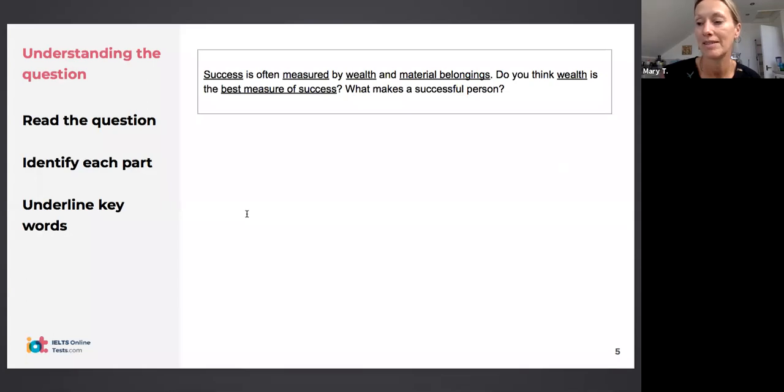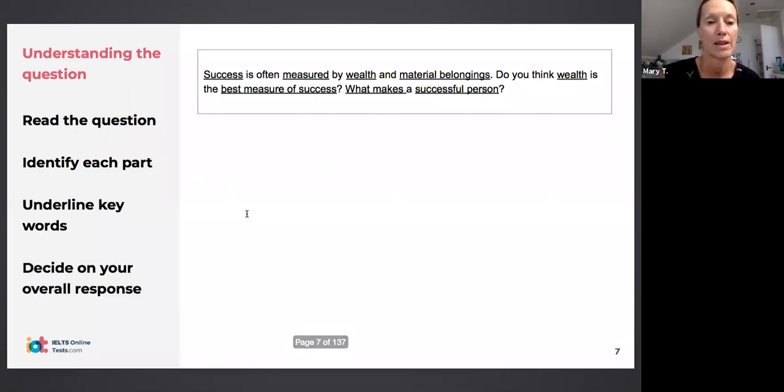Successful person. Yes, successful person. What makes a successful person? Good. So as you can see, the majority of the words in this question are underlined. So they're the keywords. And then decide on your overall response. What does that mean? Your overall response. Take a side. Good, Koala. Opinion. Yes, exactly. So you need to decide what you think.